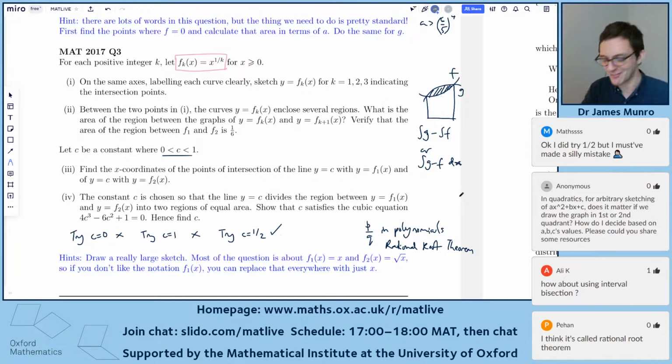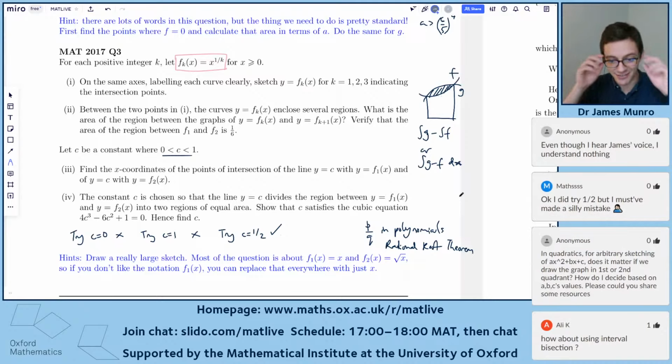Matt did try 1/2, but then didn't get 0. So I guess persevere, try some other fractions, and then come back. At some point, your strategy has to include coming back and checking numbers that you've previously put in, so that you can get things through. Cool. Someone said, even though I can hear James, I understand nothing, which is, I think, a good point to wrap up the maths bit of today's MAT live stream.